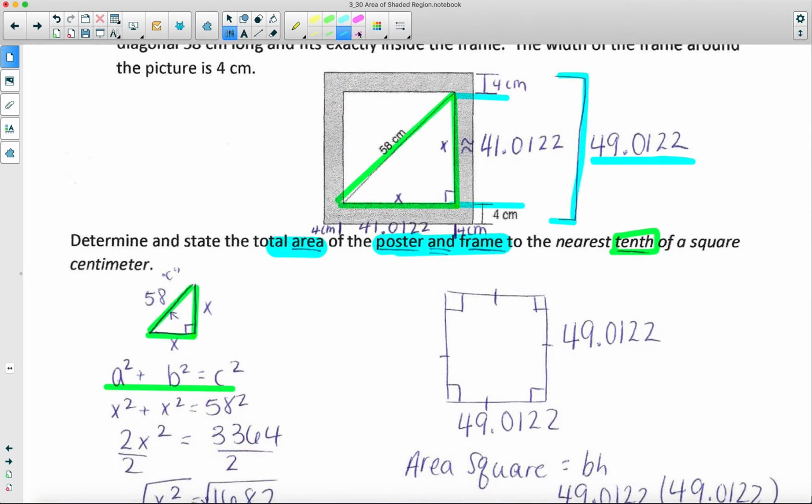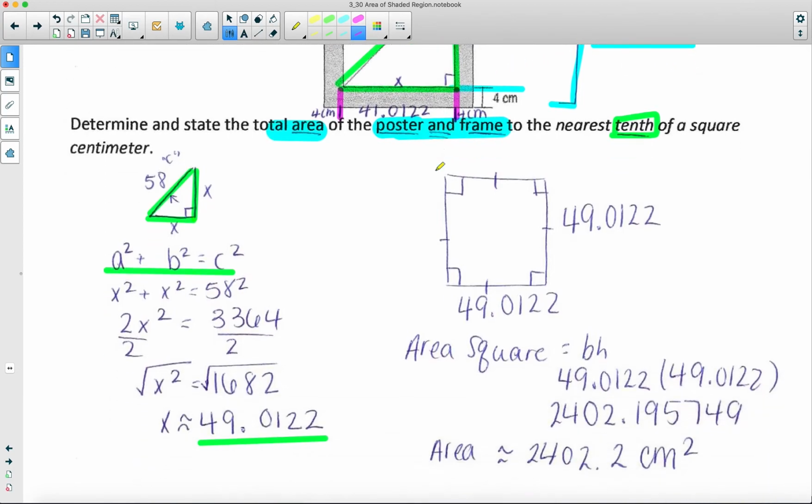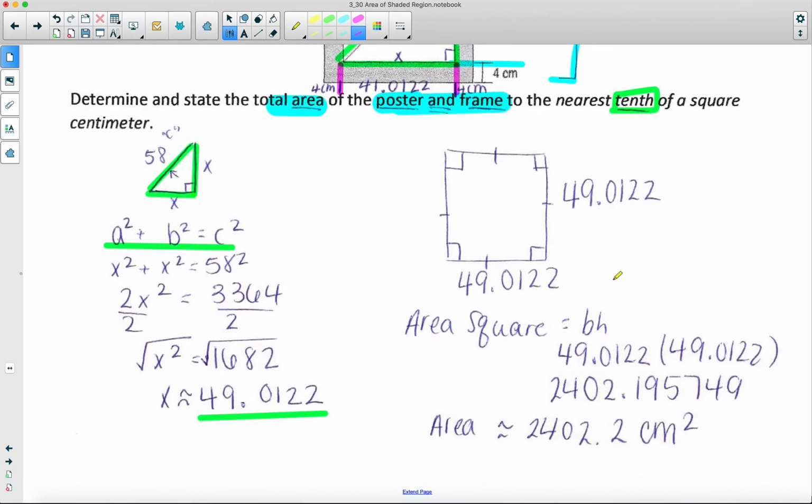So let's apply the same thought. So here's x again. Draw my vertical lines down. So x is 41.0122. Here's that little 4 centimeter gap right here, and here's the gap here, and add across, and I'm still going to get the 49.0122. Okay, so all I did was take this and redraw it to give myself a nice diagram, just for visual, really, for me to explain now. So here's one side, here's the other side.